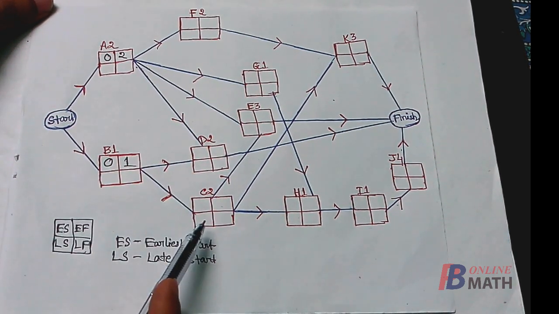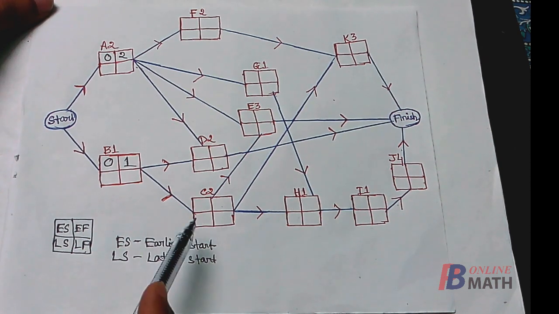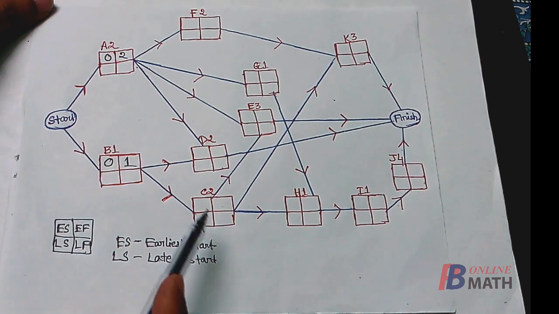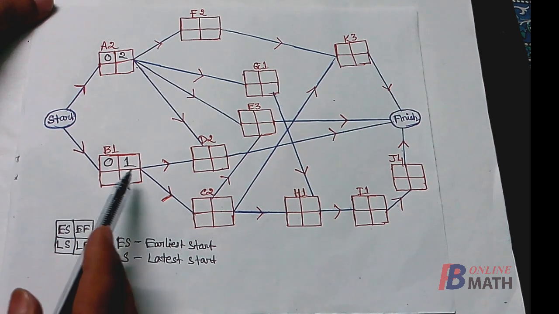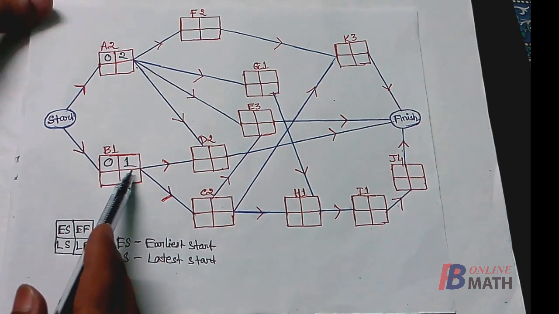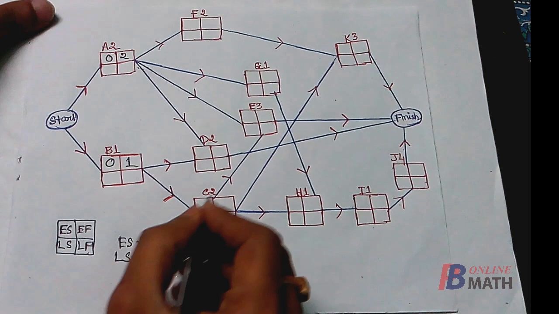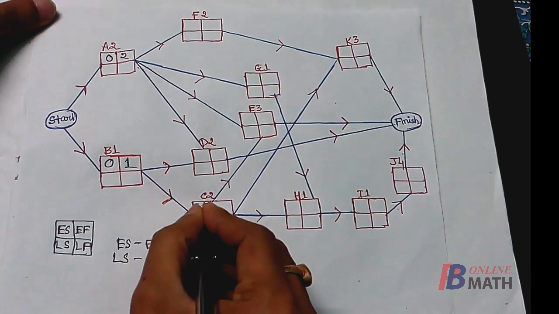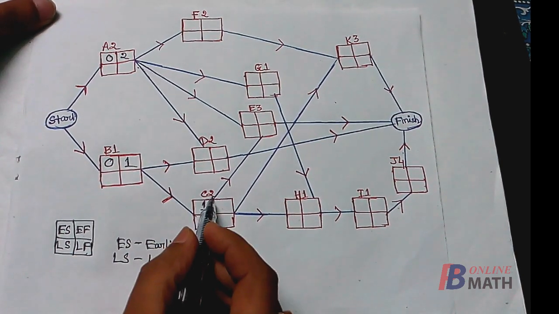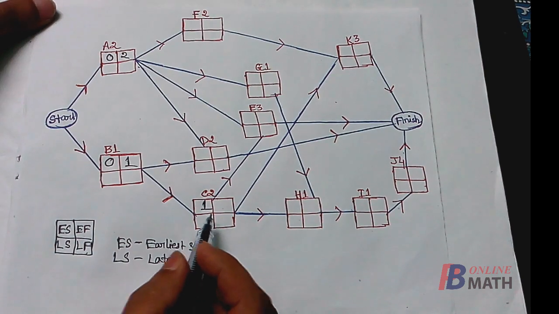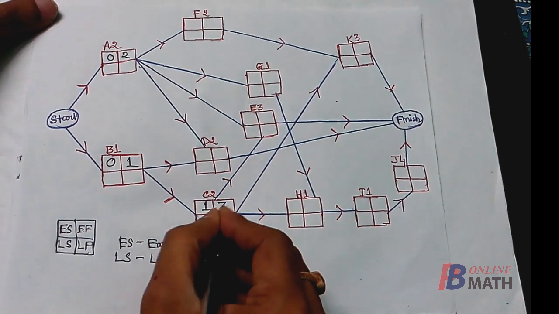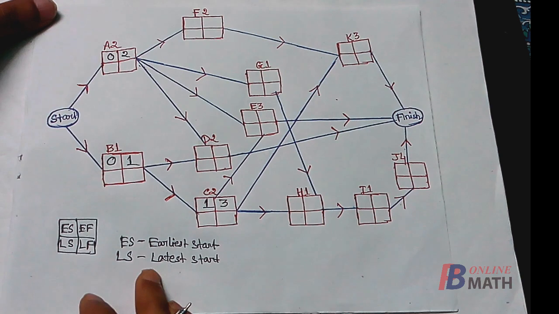Next, consider the activity C. Now the activity C can be started only after completion of the activity B. Now the earliest finish time of the activity B is 1 week. So the earliest start time of the activity C is 1 week. Now it requires 2 weeks. So the earliest finish time of the activity C is 1 plus 2, that is 3 weeks.